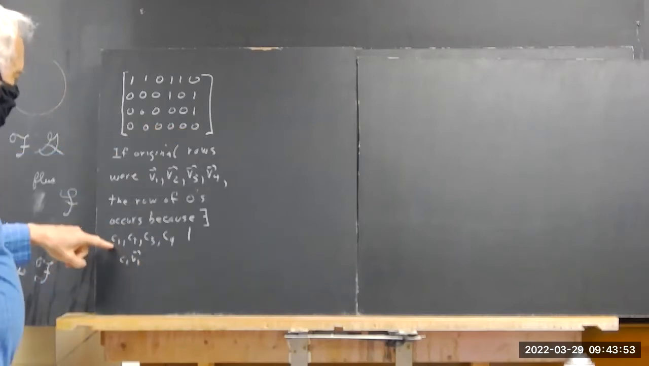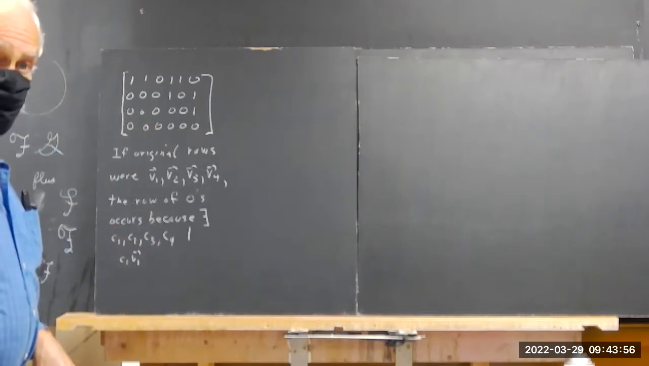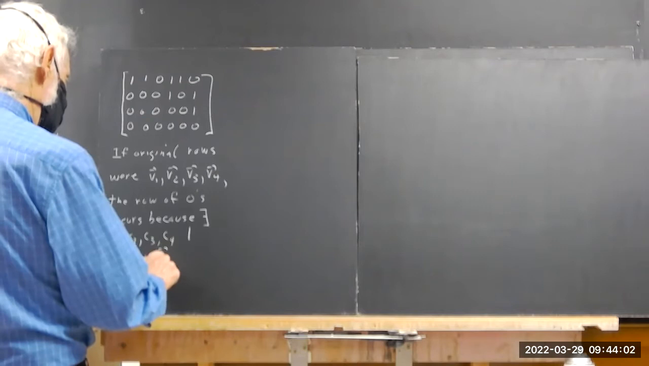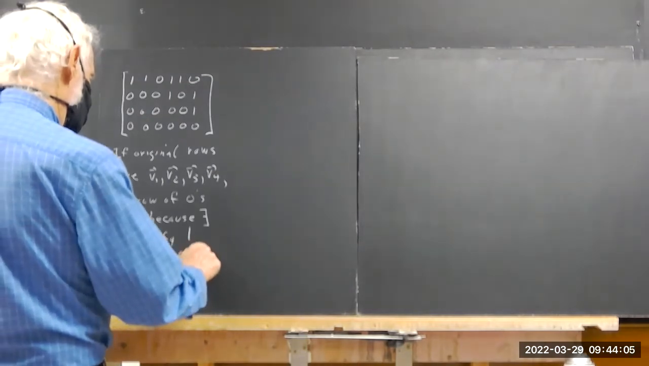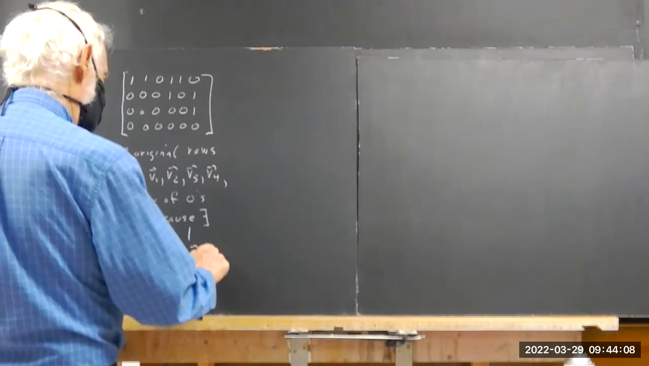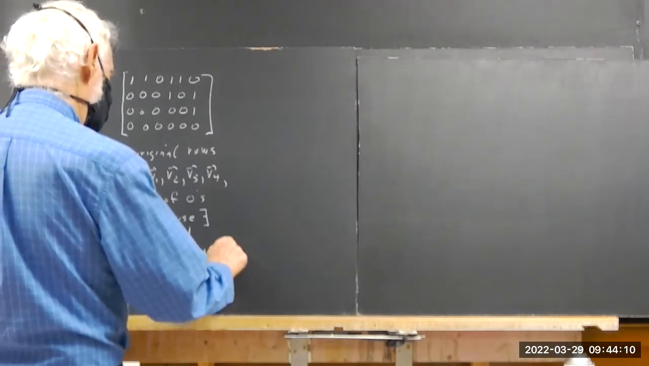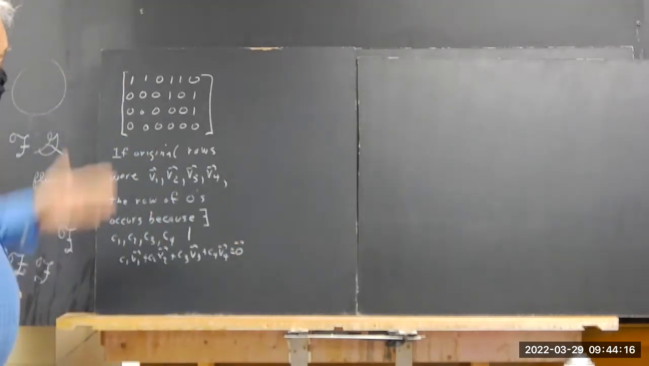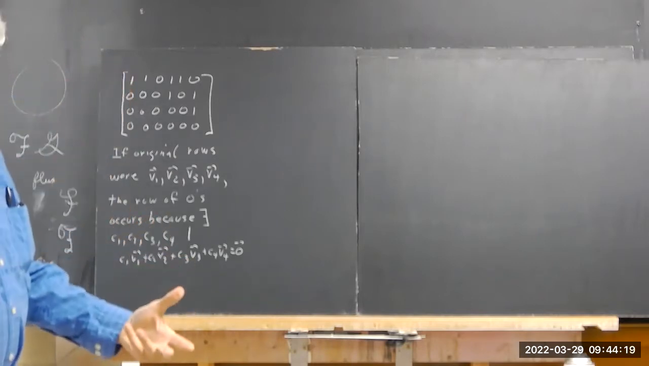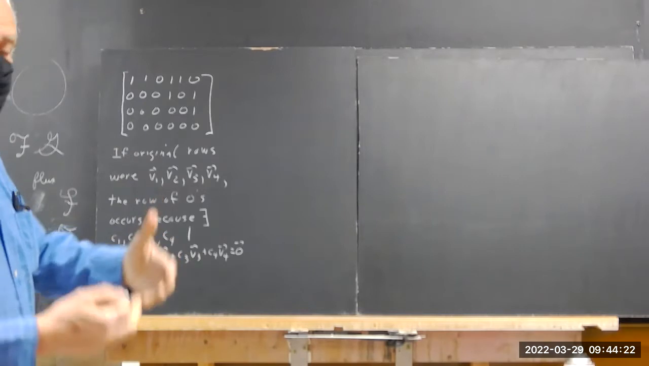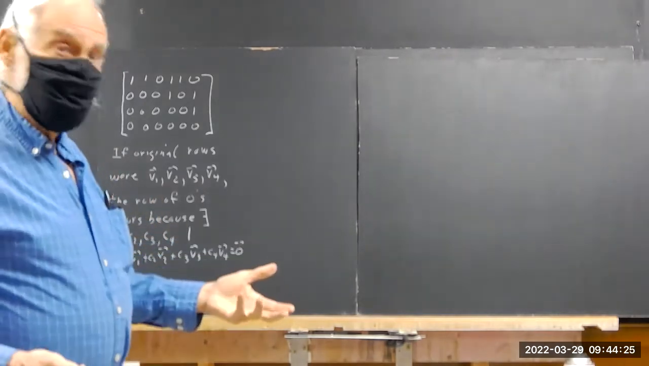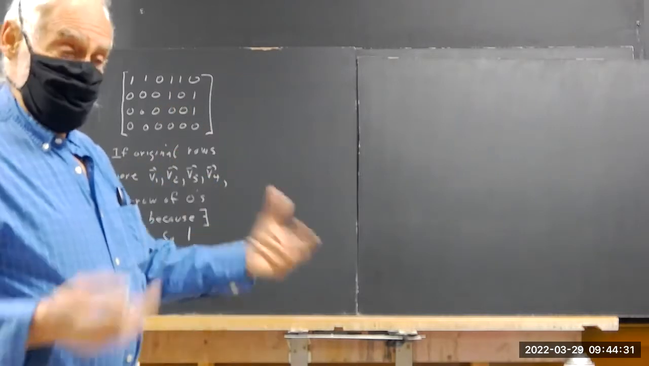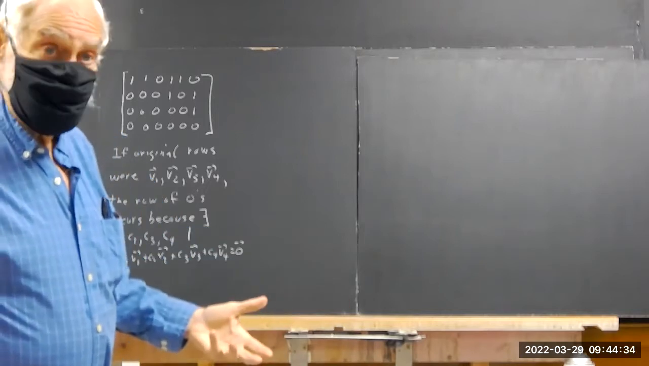The row of zeros occurred because there's C1, C2, C3, C4, such that C1 V1 plus C2 V2 plus C3 V3 plus C4 V4 is the 0 vector. Because each of these rows is a linear combination of the original rows. When you add a row to another row, you're forming a linear combination of 2 of the rows. If you multiply a row by a constant and add to another, that's a linear combination, right?